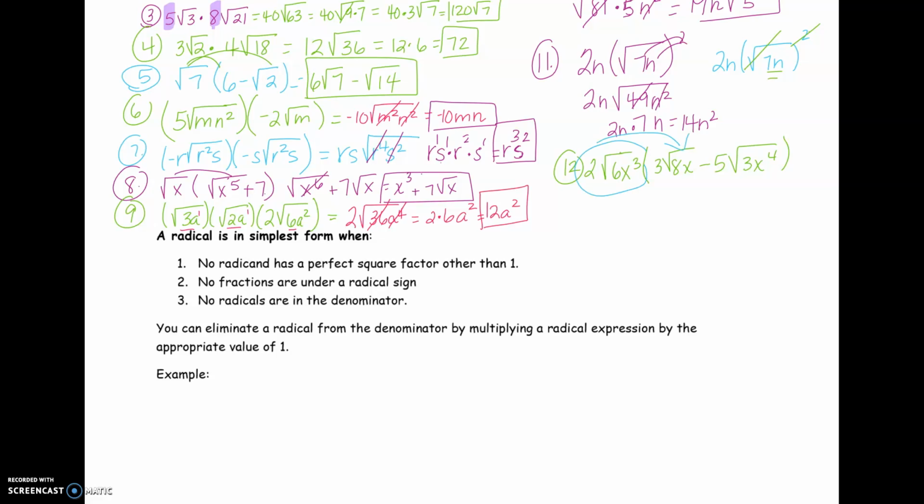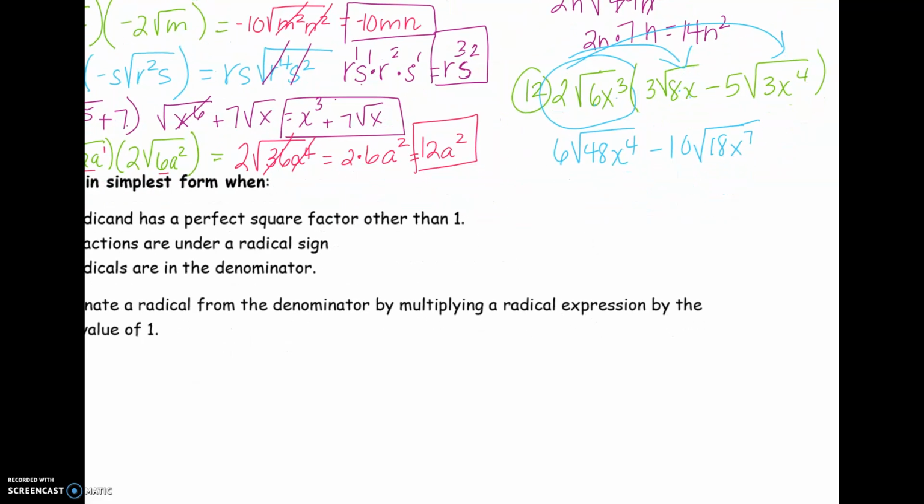All right, so I'm sharing this to this. So I look at the outside of the radical of both. 2 times 3 is 6. I look at what's inside. 6 times 8 is 48. I have 3 x's and 1 x. That's 4 x's. Okay. Then I'm sharing it over here. 2 times negative 5 is negative 10. 6 times 3 is 18. I have 3 x's and 4 x's. That's 7 x's.